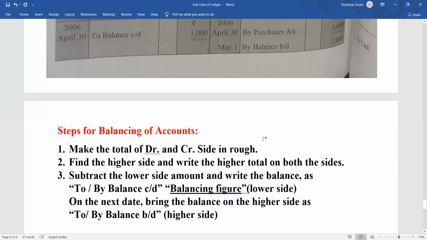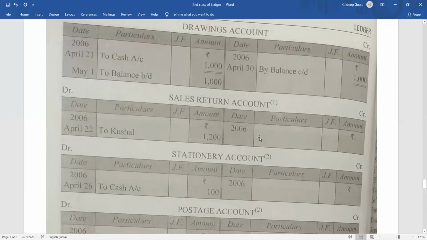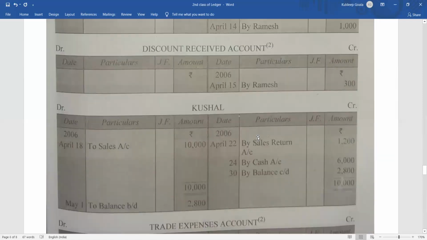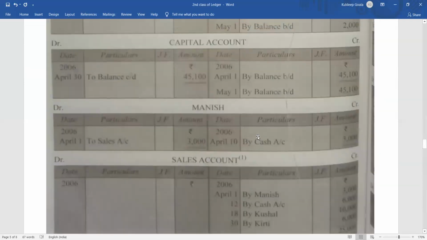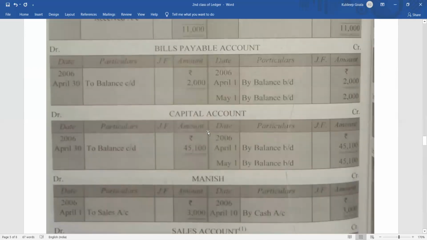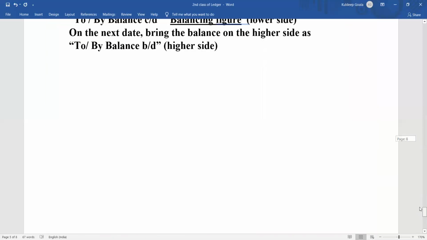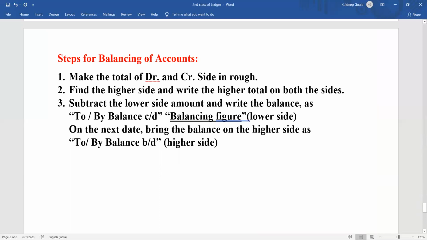Let me take one credit side item so that you also will be able to understand. I did not take a credit one, right? So let me take one credit item here, capital account. You can see the balance of credit side is this much, but on the debit side there was no balance. So since this side was more, I'll take this total on both the sides and write to balance carried down. If anything was there, then after subtracting that amount, I'll write the balance. The same will be brought down again on May 1, by balance brought down 45,100. Clear?